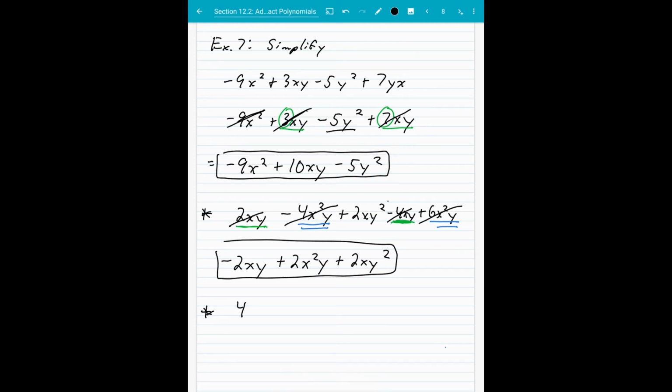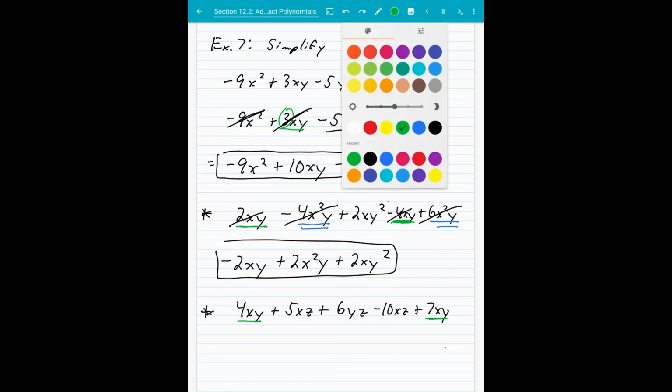If I say 4xy plus 5xz plus 6yz, we'll say, minus 10xz plus 7xy. Have to examine each one individually, and it works better going left to right. Are there any other ones that say xy? Here's another one right here that says xy. 4 plus 7 makes 11xy.